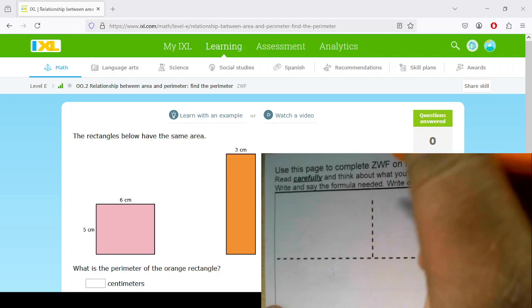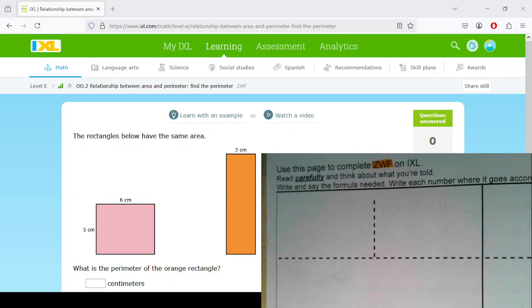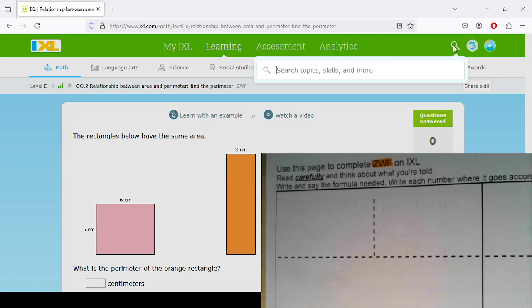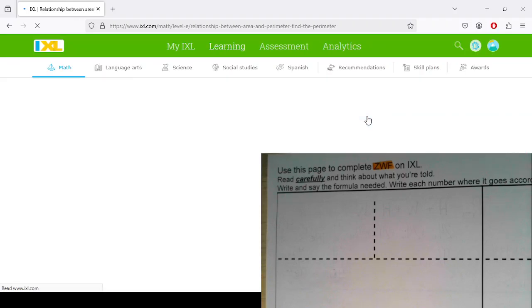My instructions are to use this page to complete ZWF on iExcel. So when I get on iExcel, I need to make sure that I am working on the assignment ZWF. I already have it pulled up here, but if you don't, you just go to the search bar and type in ZWF, and it is the skill that drops down for you, the highlighted skill.